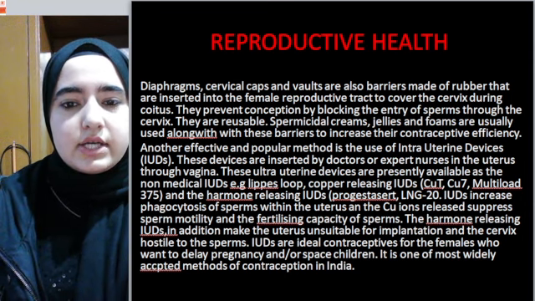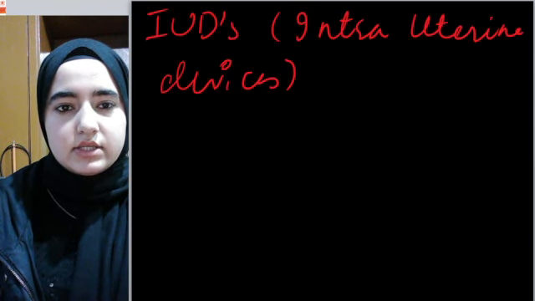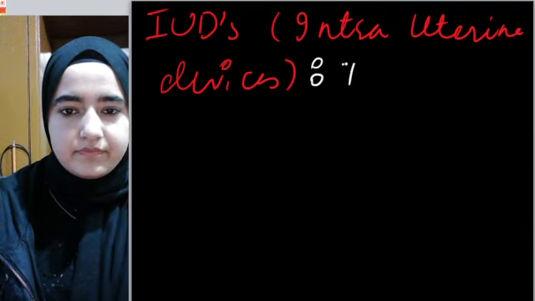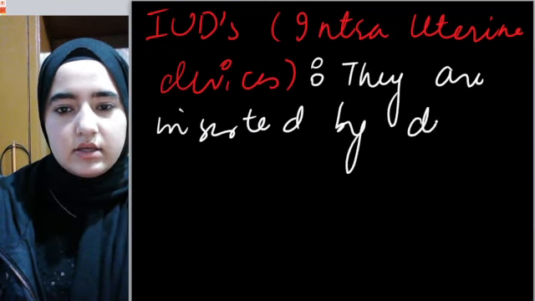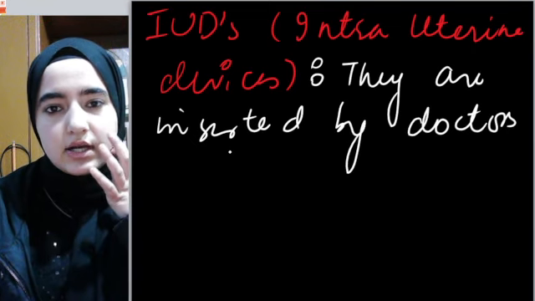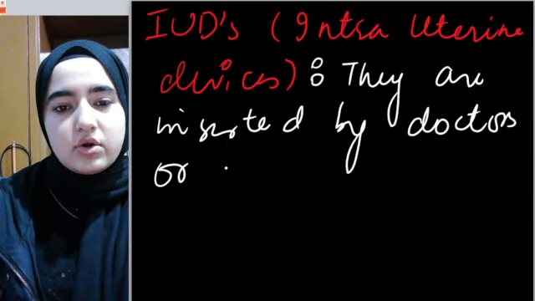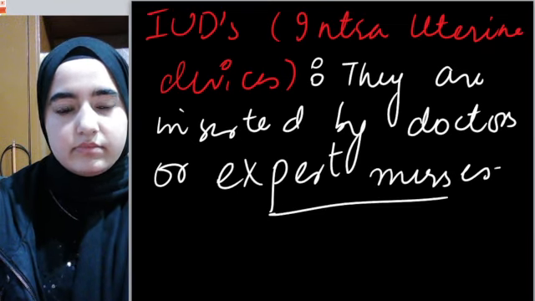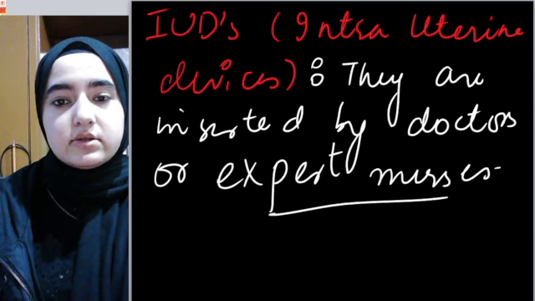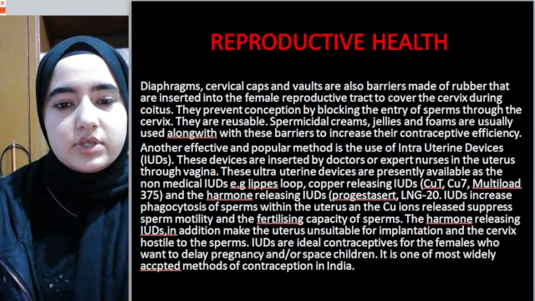Intrauterine devices are inserted by doctors. We can't insert them, okay? The user can't insert them, so it doesn't give privacy to the user. They are inserted by doctors or expert nurses. Since they have to be inserted inside the uterus, we can't insert them ourselves, okay? So they are inserted into the uterus.